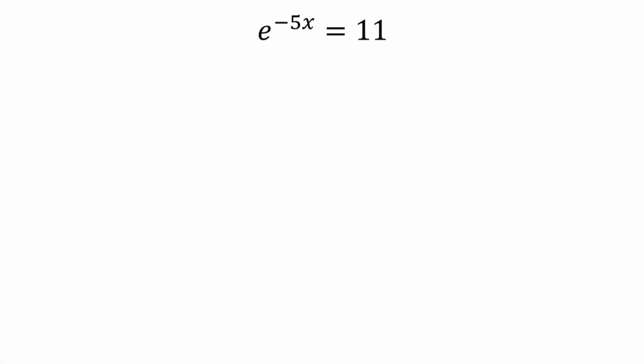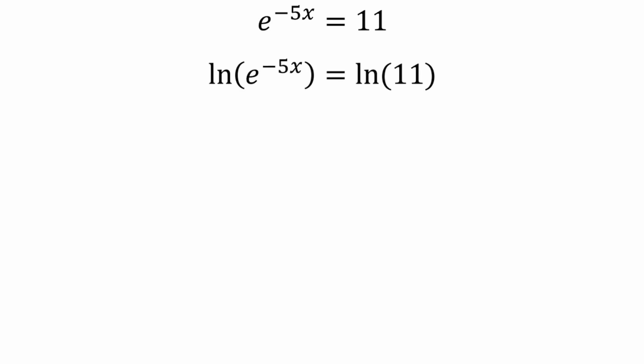Let's try e to the negative 5x is equal to 11. Again, we have a variable in the exponent, so we can take the log of both sides to simplify this. But since we have e raised to a power, it will be more convenient to take the natural log of both sides. We have the natural log of e to the negative 5x is equal to the natural log of 11.